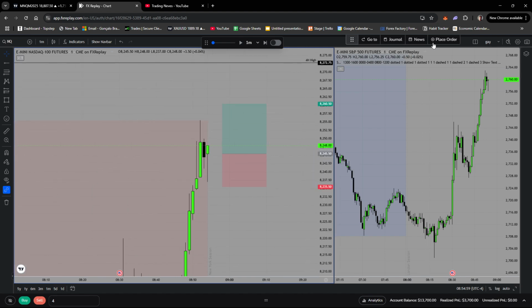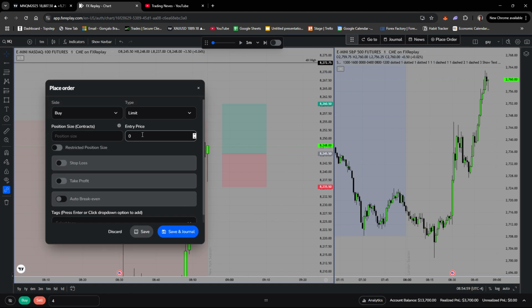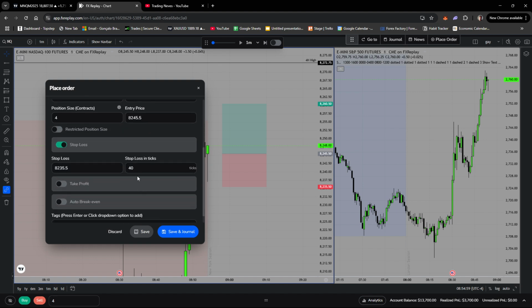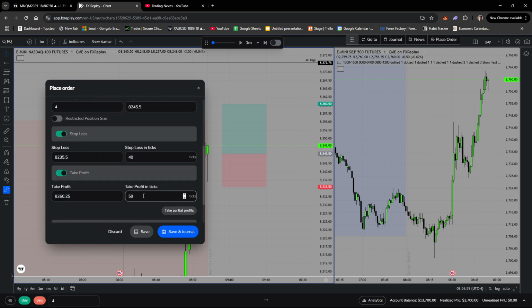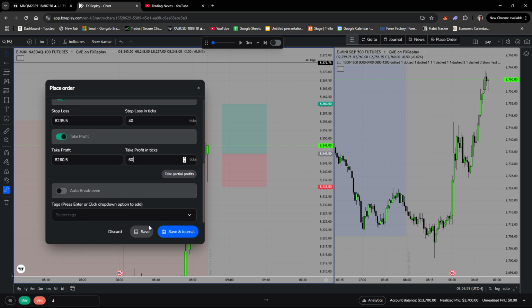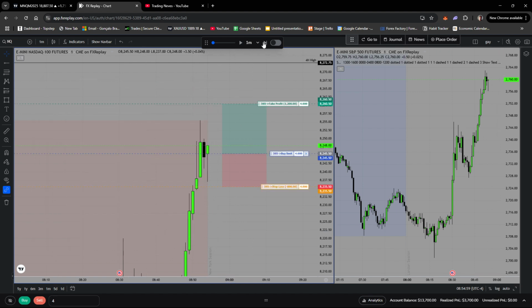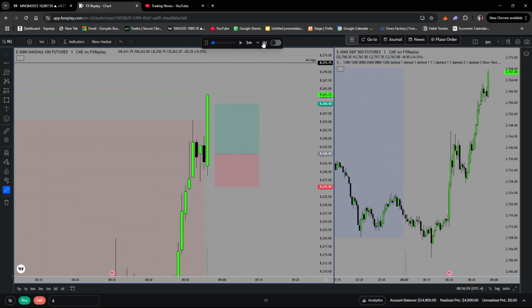Okay, so copy price, place limit. Entry price there. Stop loss we want at 40. Okay. So what's the problem this time? None. Boom. Final TP.